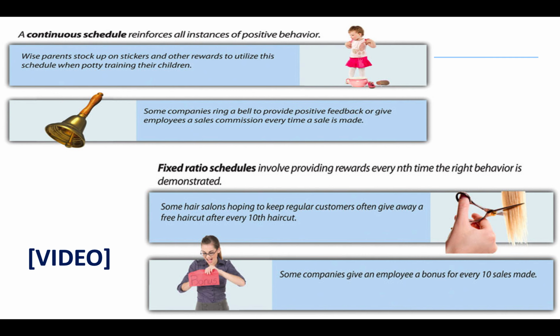Continuous schedule means every time it happens. Every single time you see the positive behavior, you reward it. So you get a sticker every time you turn in your homework. You get a good job from your boss every time you come to the meeting and you share with your colleagues the updates on the project. Good job every time. Continuous schedule.